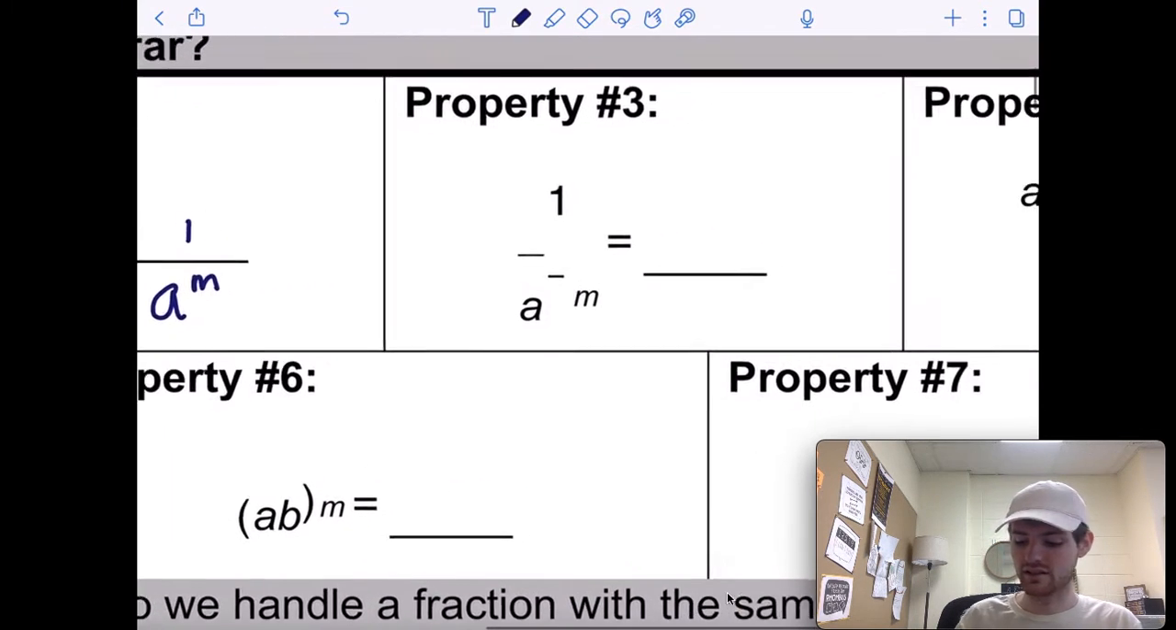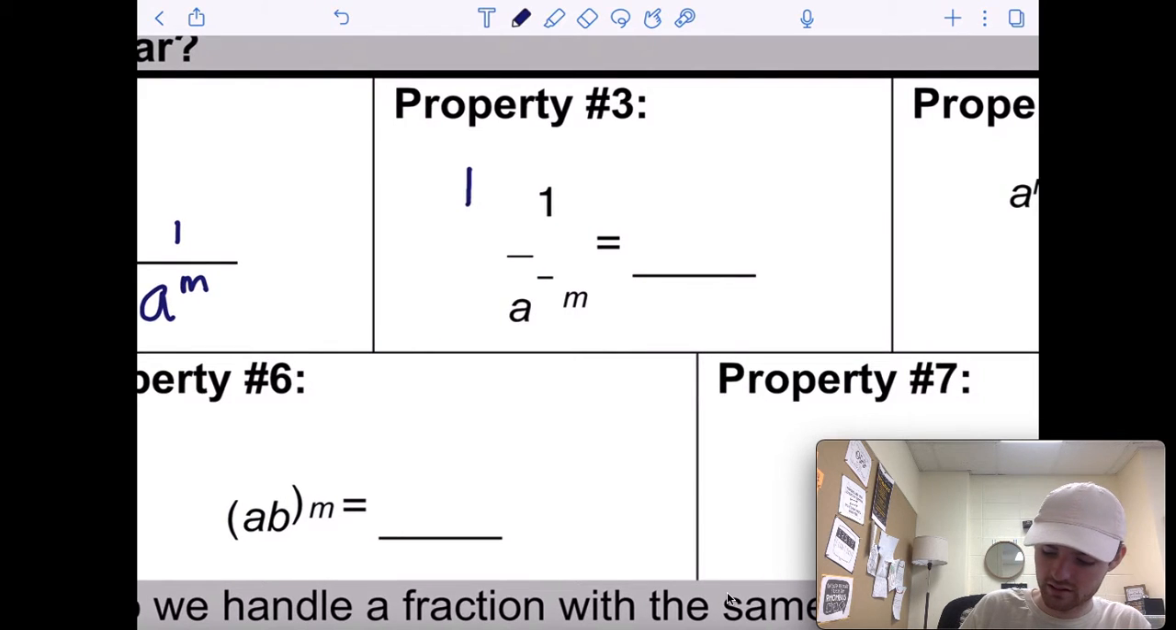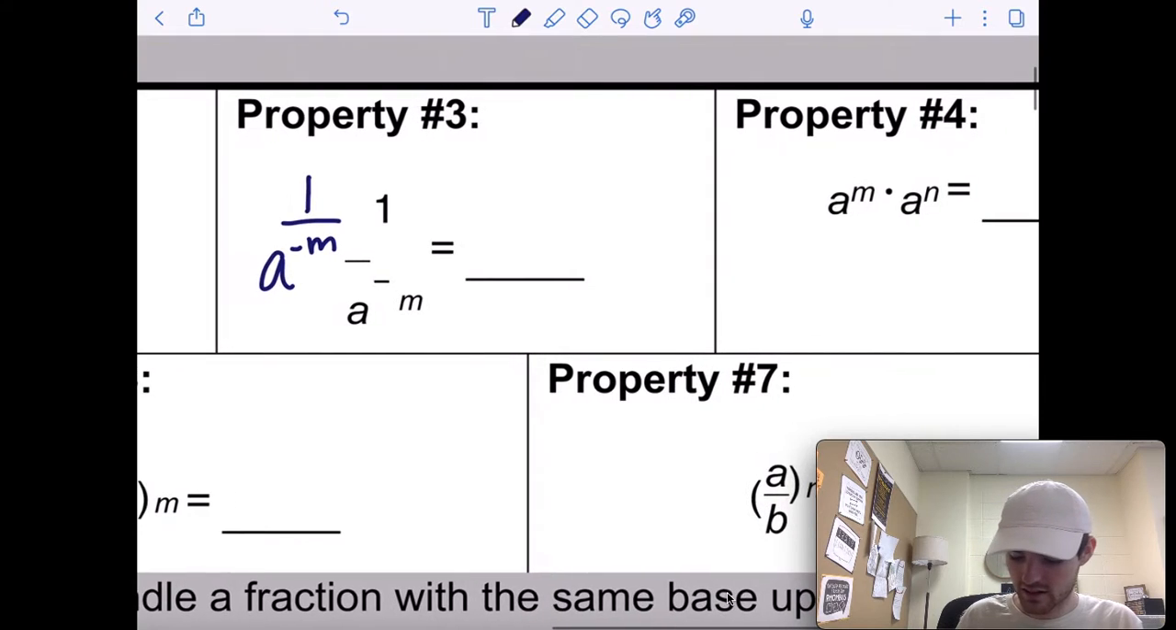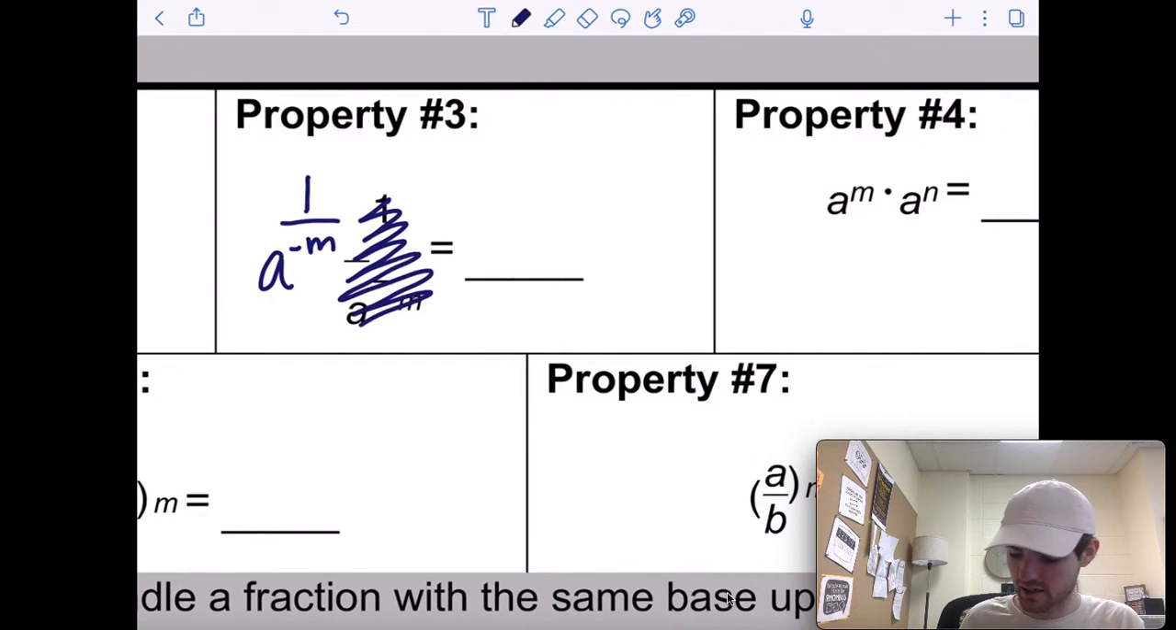Property 3, this is the same exact thing. When we have a negative exponent, we just take the base and the exponent, move it to the opposite side. So here we're moving from the bottom into the top, and we make the exponent positive.